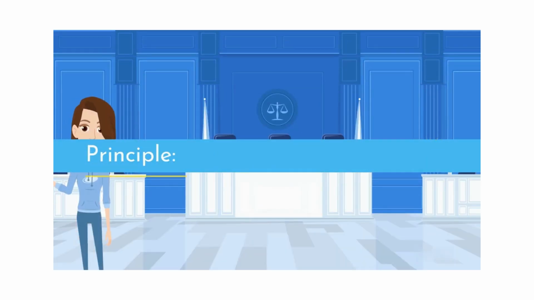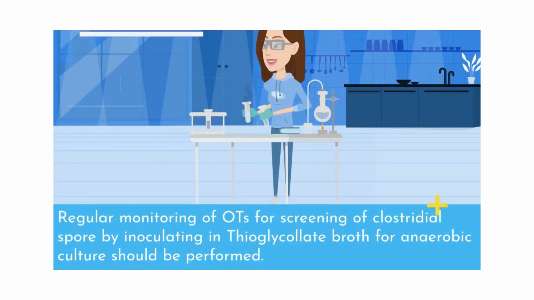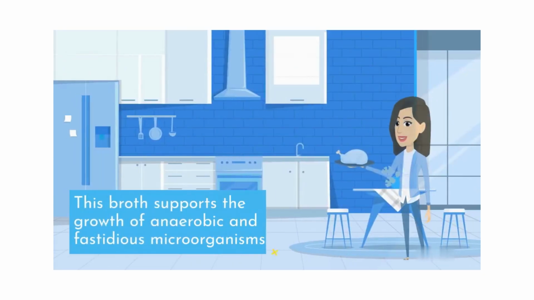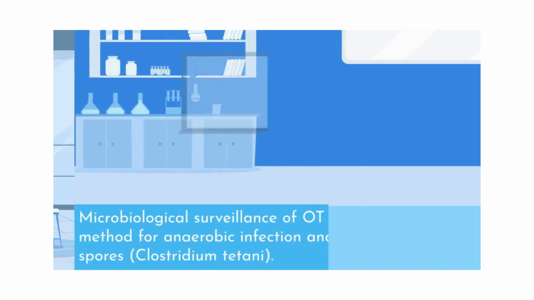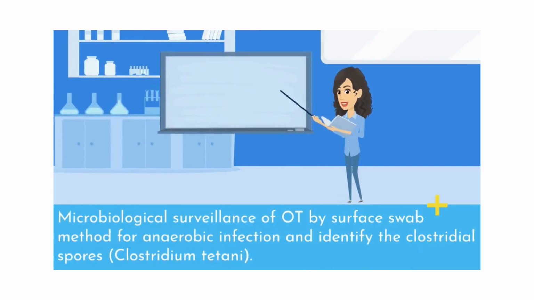Principle: regular monitoring of oats for screening of clostridial spore by inoculating in thioglycolate broth for anaerobic culture should be performed. This broth supports the growth of anaerobic and fastidious microorganisms. Microbiological surveillance of oat by surface swab method for anaerobic infection and identify the clostridial spores, Clostridium tetani.